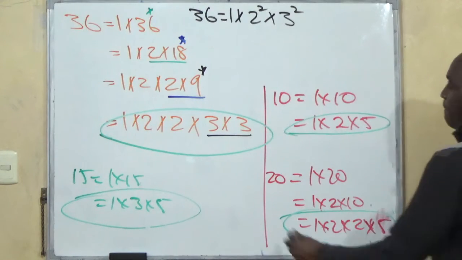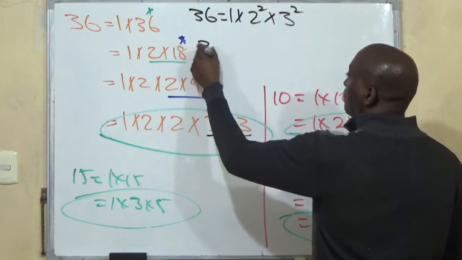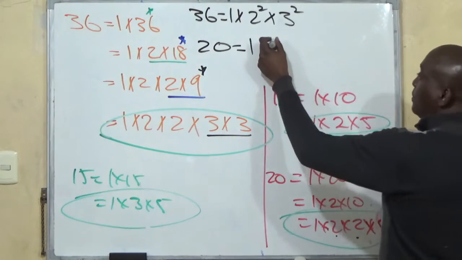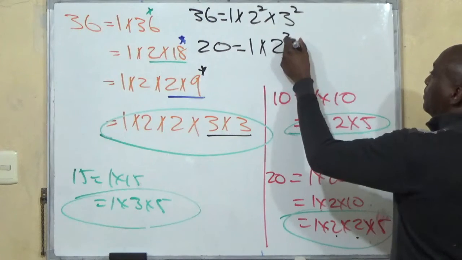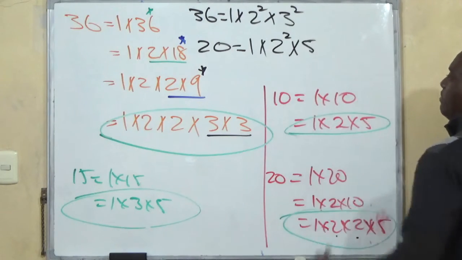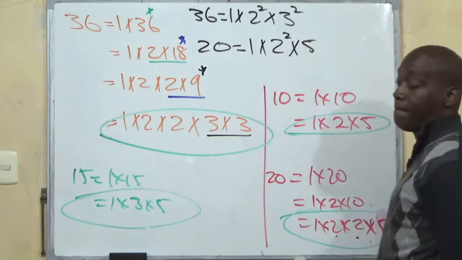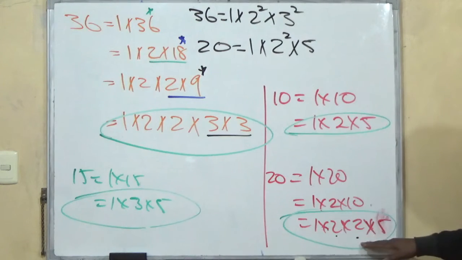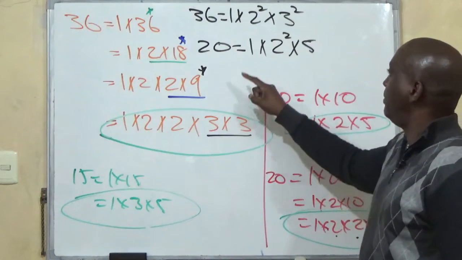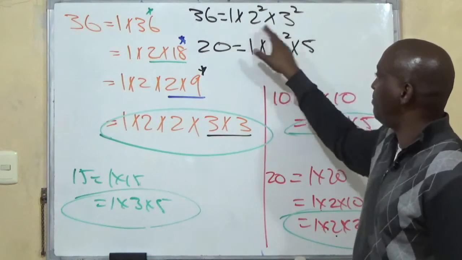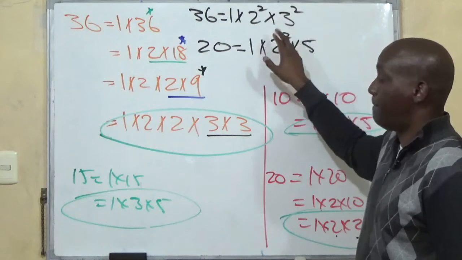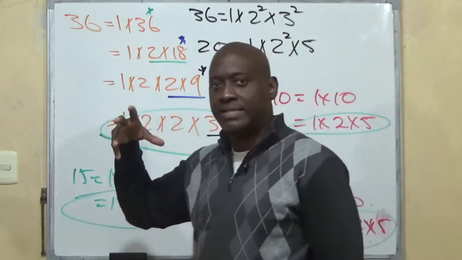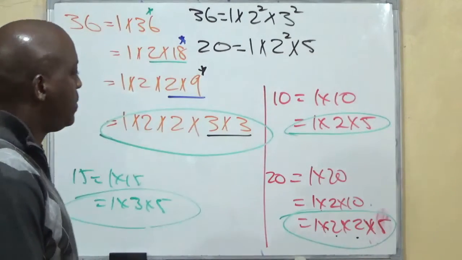But 20. 20 is 1 by 2 by 2, 2 to the power of 2, by 5. See? So in other words, we have the prime numbers themselves written out, but if we write it in this form, we have the prime numbers raised to a particular power. Again, I'm using the language because we haven't really gone into indices in any great detail as yet. We'll come to that soon.